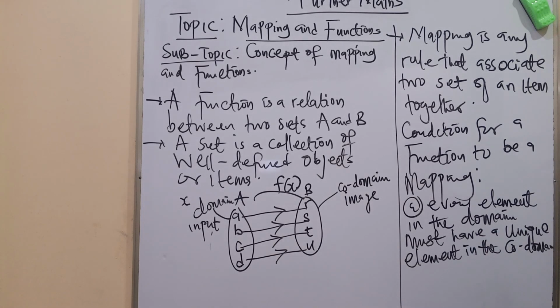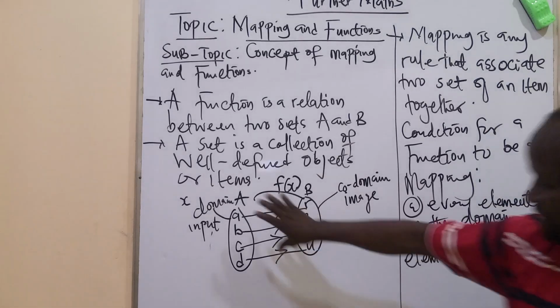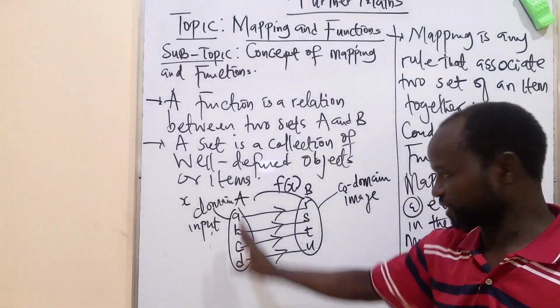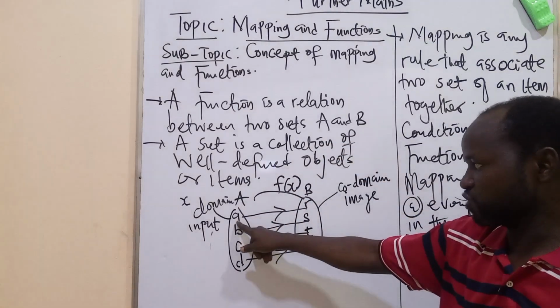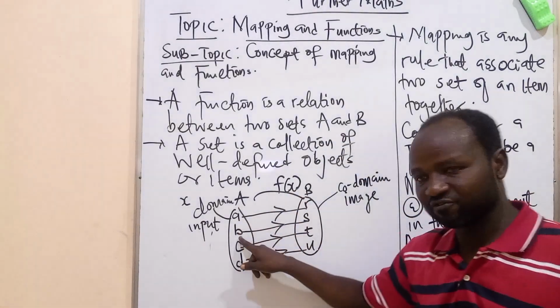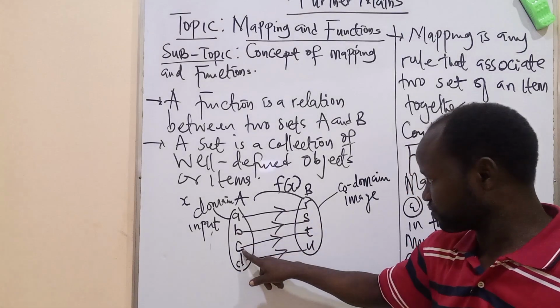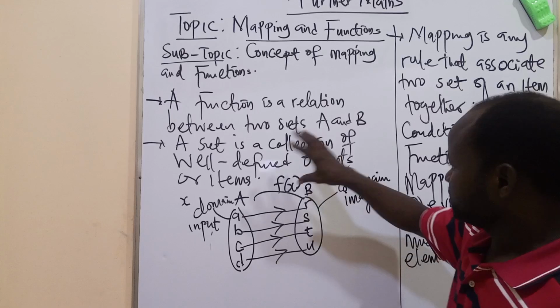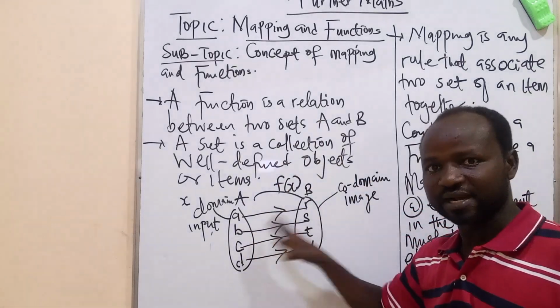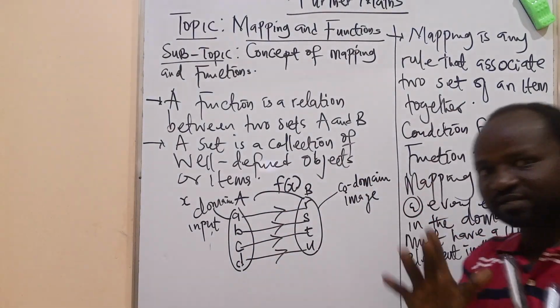That's condition number one. For a function to be a mapping, every element in the domain, like what we have on the board, must have an image. Like the image of A is R, the image of B is S, the image of C is T, the image of D is... So this is a function and this is a mapping as well. But it's not every mapping that is a function.